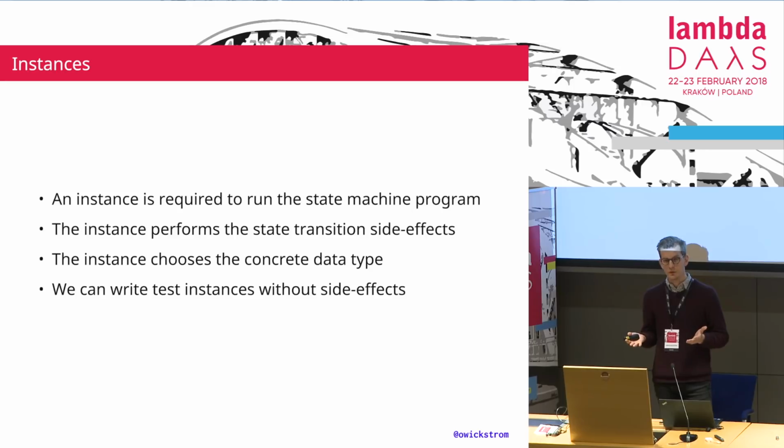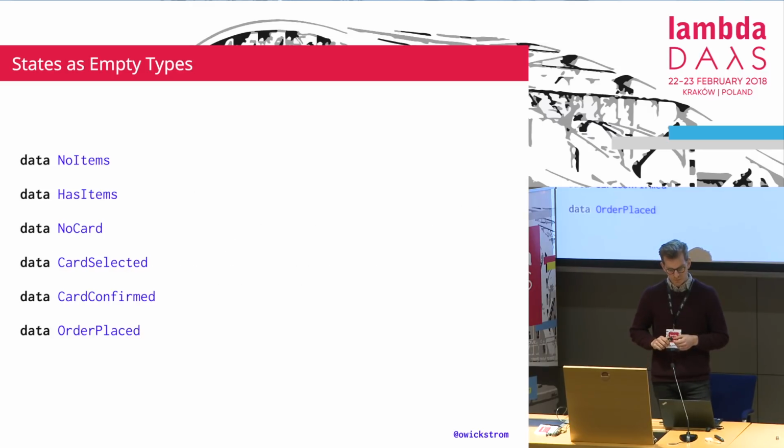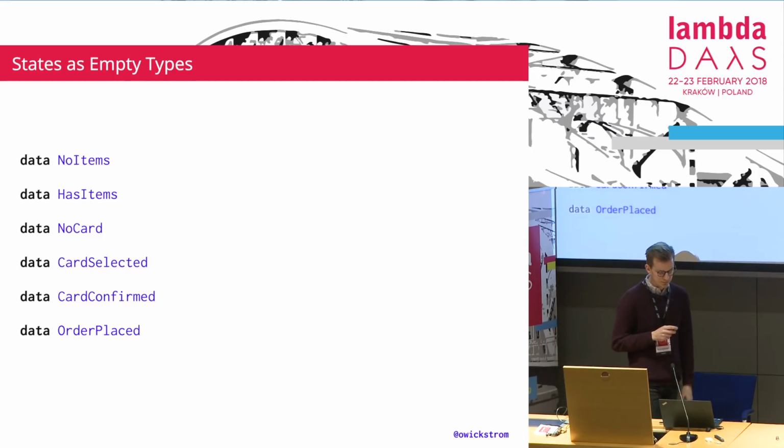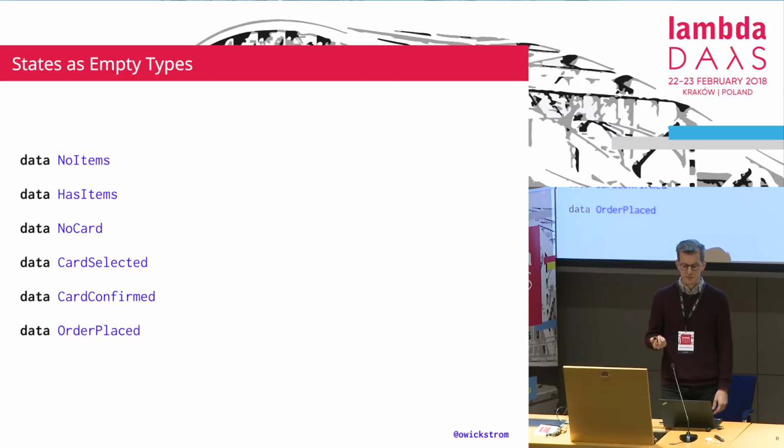Okay, but we can also write instances which don't do any side effects. We can have testing instances which are pure. So with this technique, we will define our states as empty data types. Here we have a bunch of types with no constructors. This might seem a little odd, but we can't construct values inhabiting these types. They are only used as marker types. You'll see how very soon.